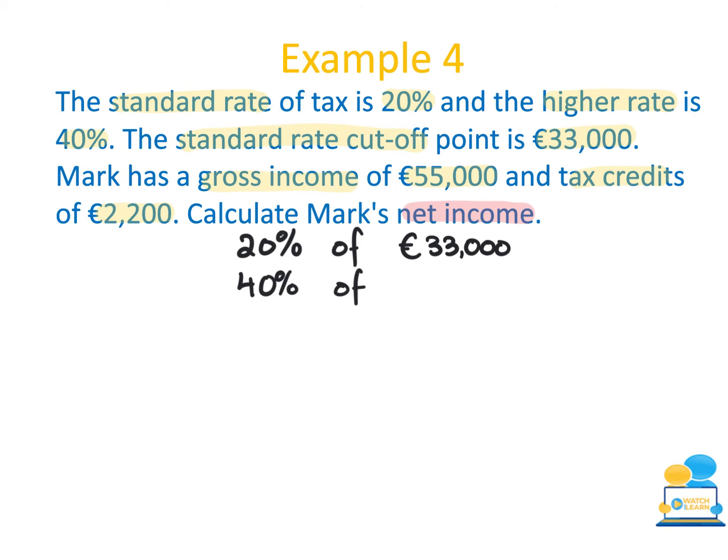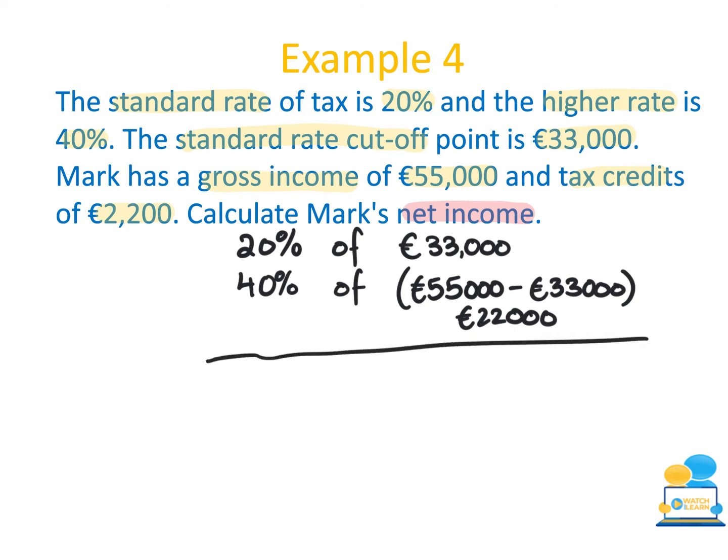So we're going to charge 40% to whatever his total gross income was, which was 55,000 minus 33,000 euros. That's the amount of money that's going to be taxed at the higher rate. So that's going to be 22,000. So he's going to be charged 33,000 at 20% tax and 22,000 at 40% tax. So that means all of his gross income of 55,000 will be taxed, some at the standard rate and some at the higher rate. Okay, so let's calculate those taxes now.